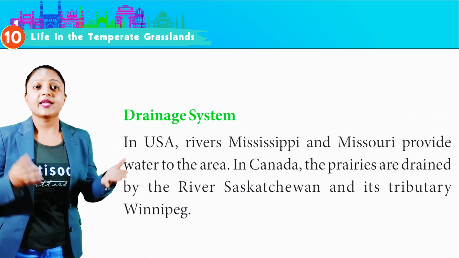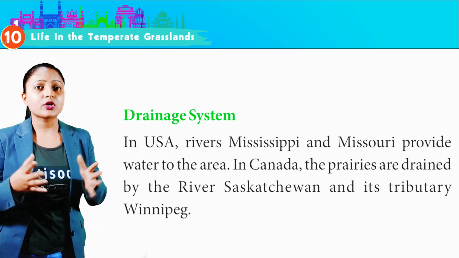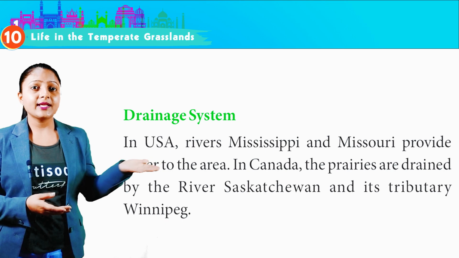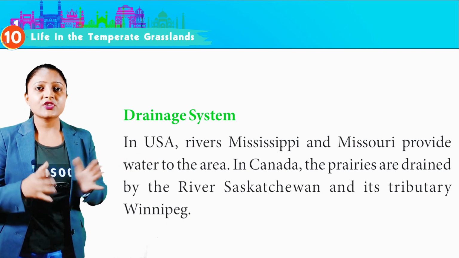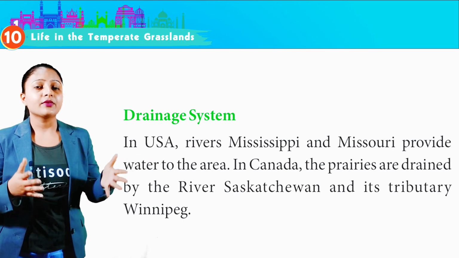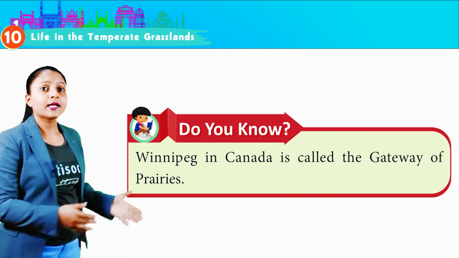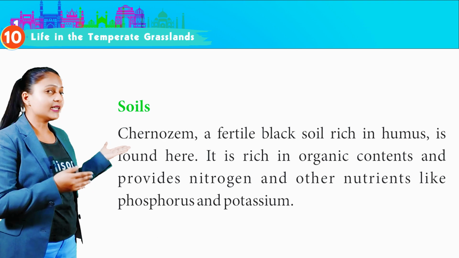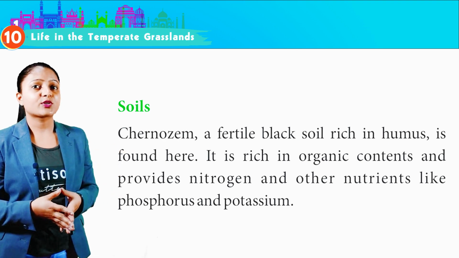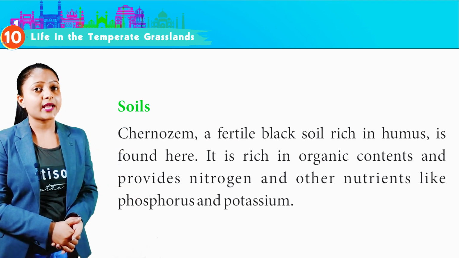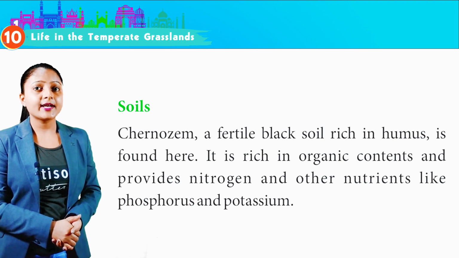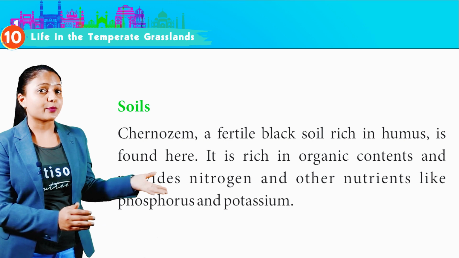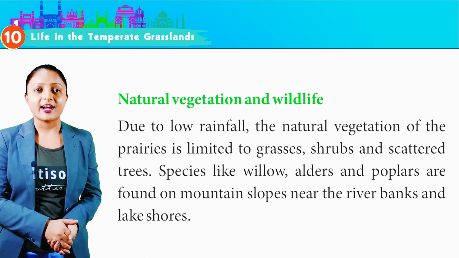Drainage system. In USA, rivers Mississippi and Missouri provide water to the area. In Canada, the prairies are drained by the river Saskatchewan and its tributary Winnipeg. Do you know? Winnipeg in Canada is called the gateway of prairies. Soils. Chernozem, a fertile black soil rich in humus, is found here. It is rich in organic content and provides nitrogen and other nutrients like phosphorus and potassium.